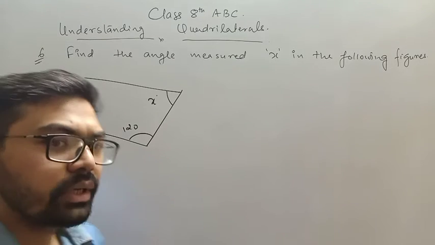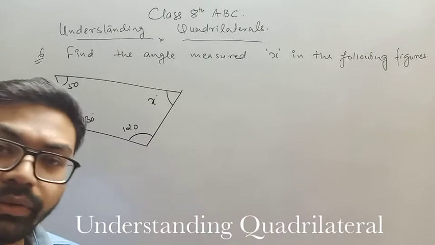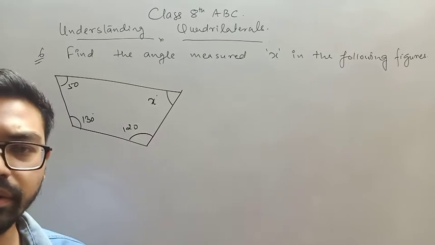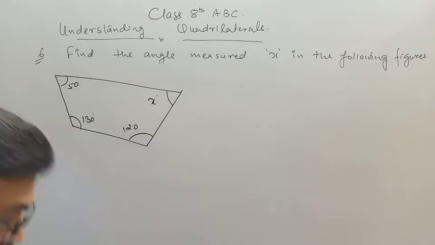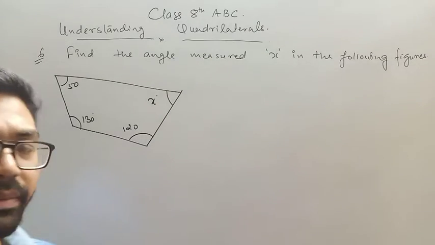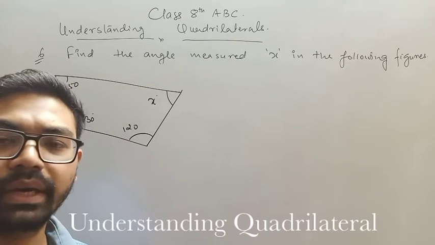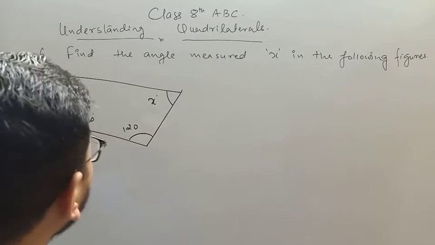Good morning students. Today I'm going to explain some questions based on quadrilaterals. We have already started understanding quadrilaterals, your chapter number 3. Today I'm going to explain some questions based on the concept that the sum of interior angles is equal to 180 multiplied by (n minus 2), right? This I have explained in the earlier lectures.